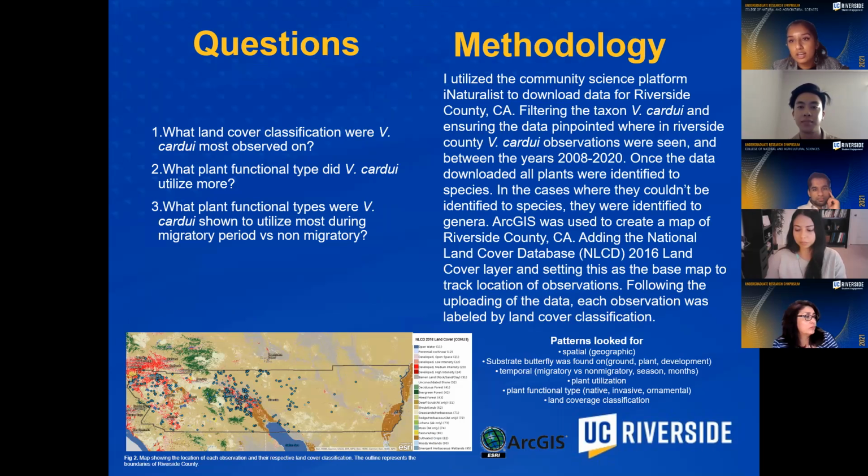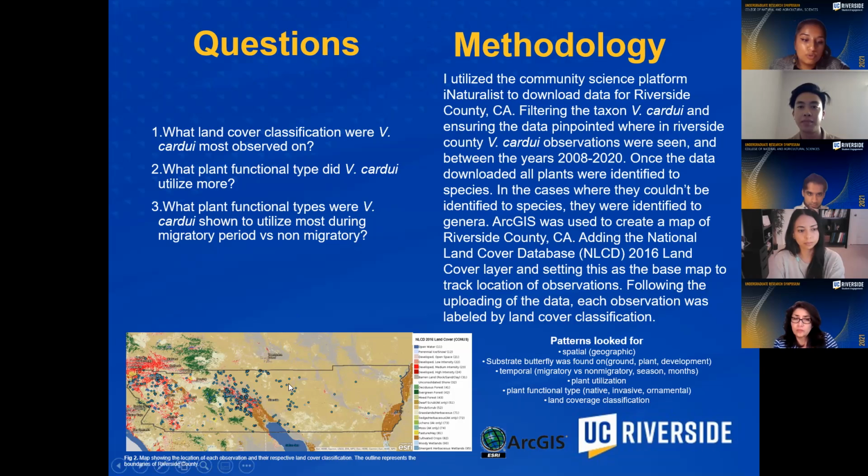And so for data collection, we used iNaturalist. We focused on Riverside County during the years of 2008 to 2020. Using ArcGIS, we created a National Land Cover Database map to track the location of the observations. And for each observation, we identified the land coverage classification, when it was seen, and the plant species classification, including the functional type and whether it was native or non-native. We did not use any caterpillars or questionable observations in our data.